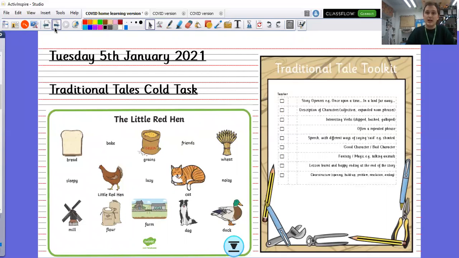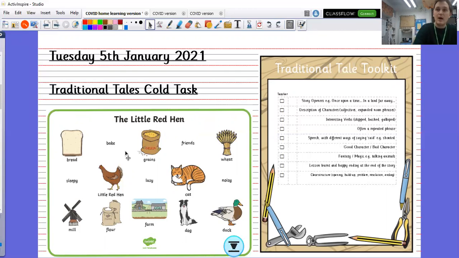So your challenge today, my friends, what I would love for you to do is pause the video and you can use this word map to help you. It's got lots and lots of lovely key words on it. And what I'd like you to do is a recount for me of the Little Red Hen story. Now, there are a couple of ways you can do this.